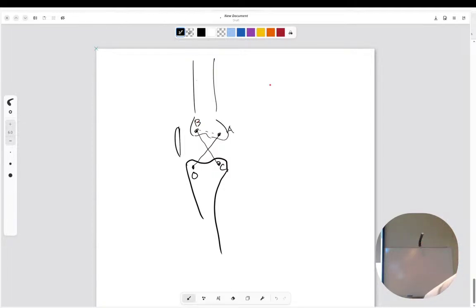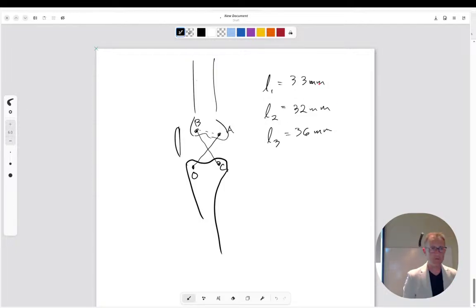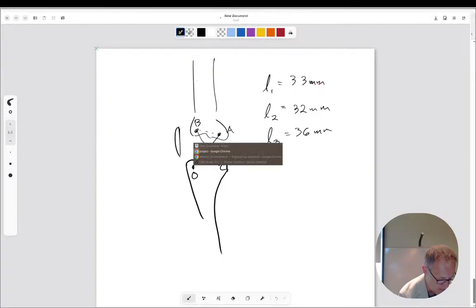So what were the lengths here? Like L1, what did you have? Like 3.5 centimeters or something? Yeah, that's it. 3.3. And then 33 millimeters, 32 millimeters was L2, and then 36 millimeters was L3. And as far as the analysis is concerned, we can use whatever units we want. So we can say 33, 32, 36, and that's fine.